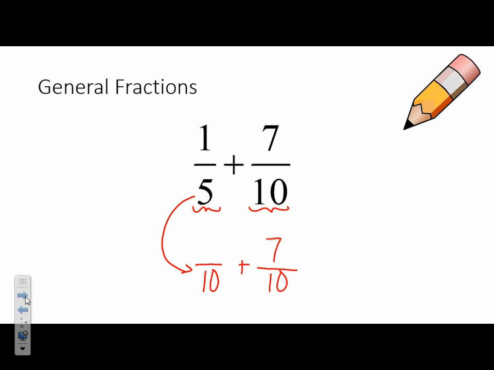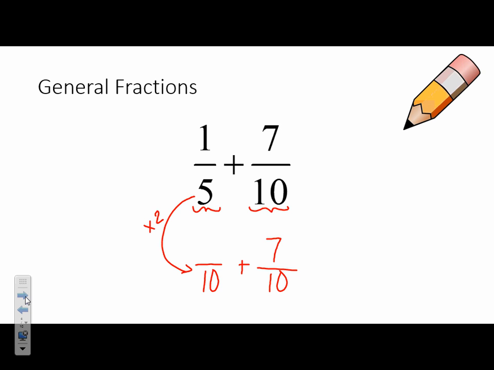Nobody says you add 5 to make that happen, okay? Because that's not how you make common denominators. Through multiplication is how you make common denominators, not through addition or subtraction. So 5 turns into a 10 by multiplying by 2, not adding 5.